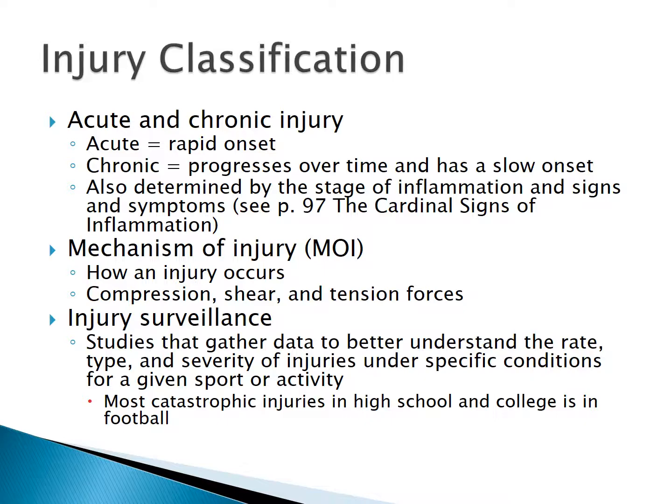How an injury occurs is also called a mechanism of injury, or MOI. Compression, shear, and tension are all mechanical forces that can contribute to injury. Compression occurs when tissues absorb force, shear occurs when tissues are pulled in opposite directions in relation to one another or on a perpendicular axis, and tension occurs when tissues are pulled in opposite directions, such as a stretching motion.